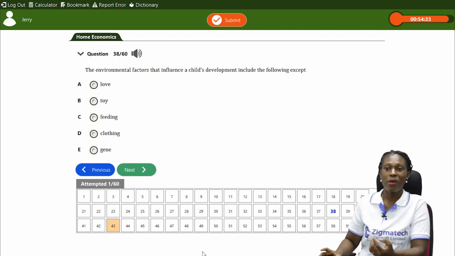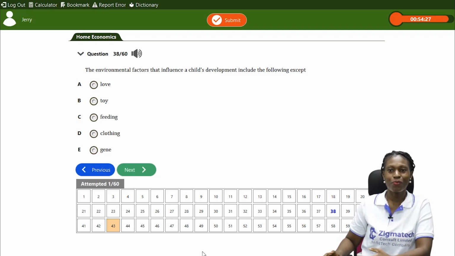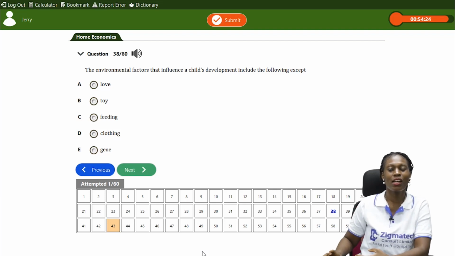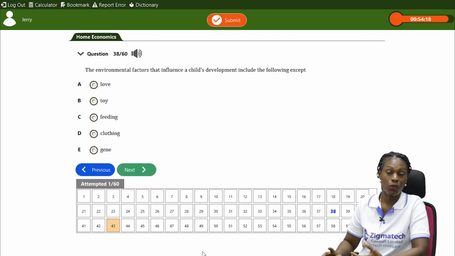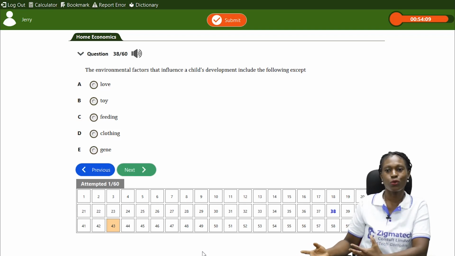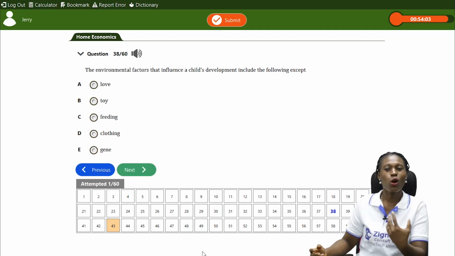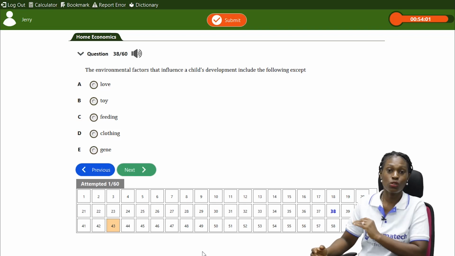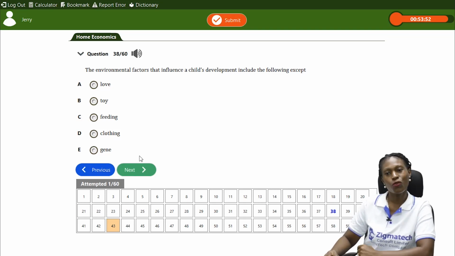Let's look at this question. The environmental factors that influence a child's development include the following except: A, love. B, toy. C, feeding. D, clothing. E, gene. Love aids a child's development. The toy the child plays with can aid the child's development. Feeding, of course, will aid it. Does clothing aid the child's development? Of course, gene will aid the child's development. So clothing is the correct answer for this question. Let's move on to the next question.